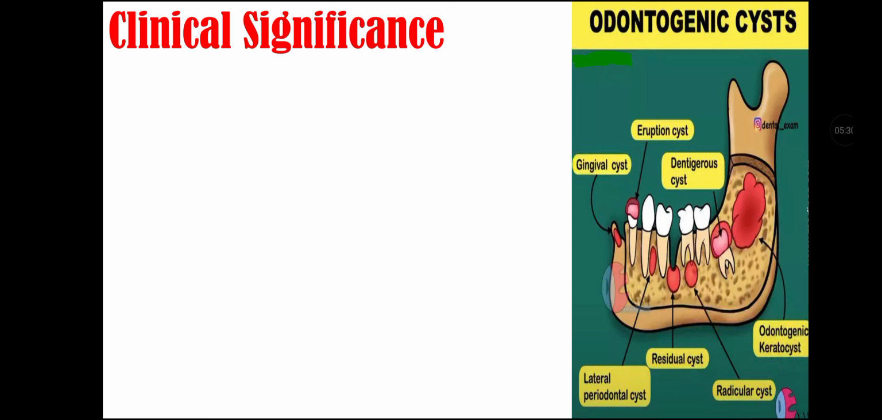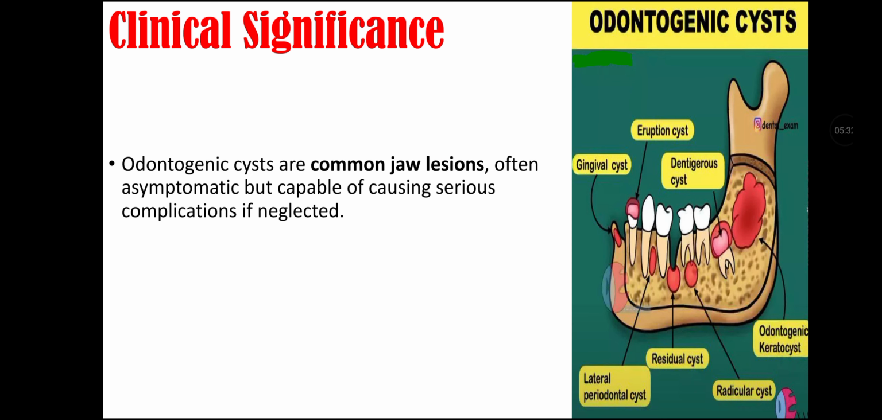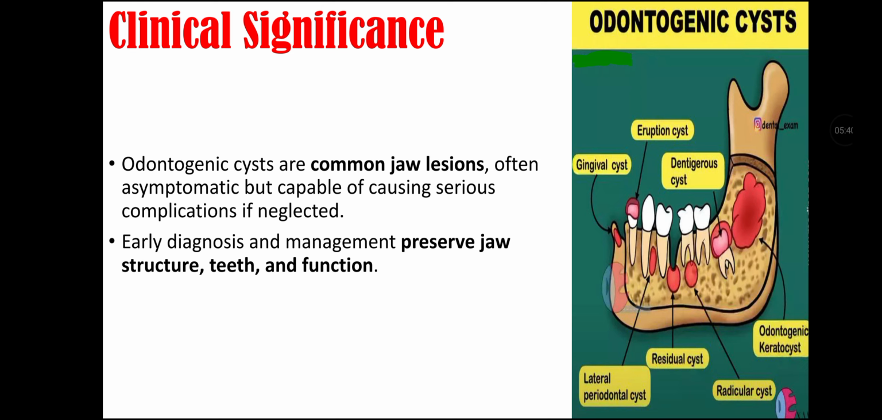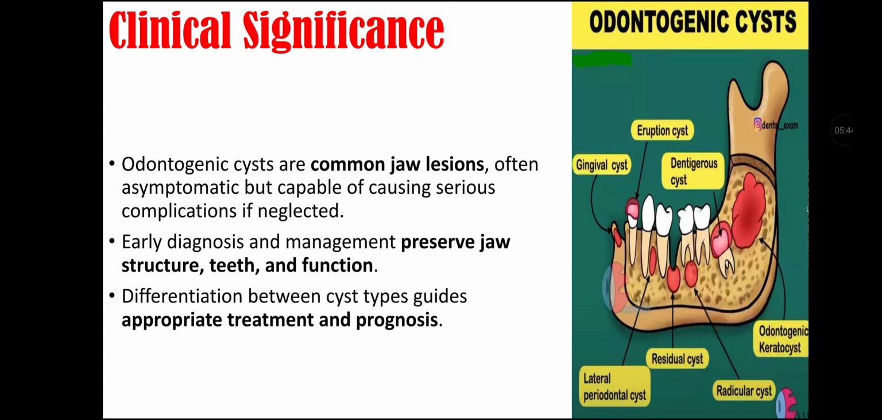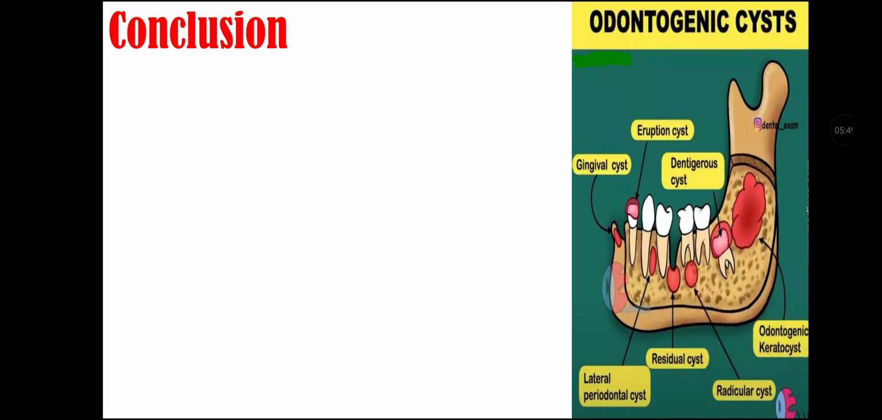Clinical significance of odontogenic cysts. Odontogenic cysts are common jaw lesions that are often asymptomatic but capable of causing serious complications if neglected. Early diagnosis and management preserve jaw structure, teeth, and function. Differentiation between cyst type guides appropriate treatment and prognosis.